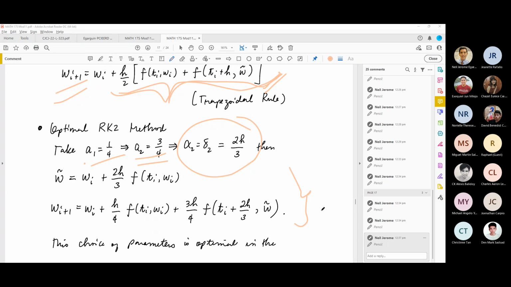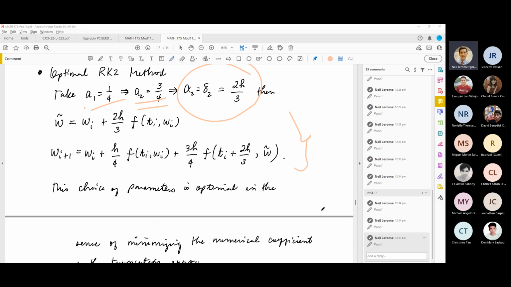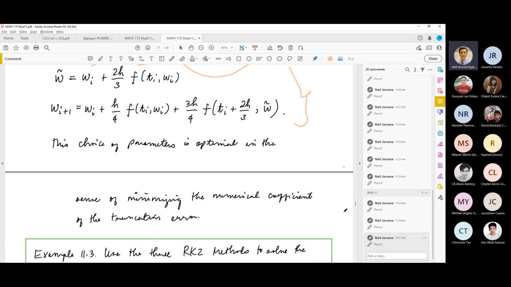Alright? Now, tinawag siyang optimal Rk2 method kasi yung parameters na to, yung A1 equals 1/4, ang magbibigay ng pinakamaliit na numerical coefficient dun sa truncation error. However, discussion of the truncation error here will involve a lot of topics, so i-skip ko na siya. So gusto ko lang sa inyong ipakita yung actual method itself and basically how it is derived.